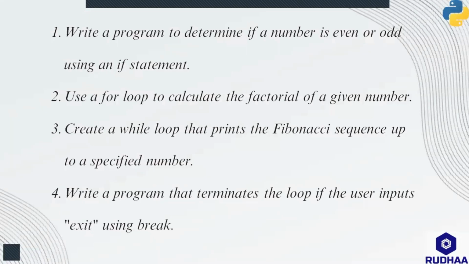So the task for the above concepts is given here. Write a program to determine if a number is even or odd. You can use the same formula, that is, a number modulo 2 is equal to 0 means even, otherwise odd. You can include this concept in an if statement, and also use a for loop to calculate the factorial of a given number and the Fibonacci series, and terminate the loop if the user inputs exit using break. So write programs for all these concepts for your practice.